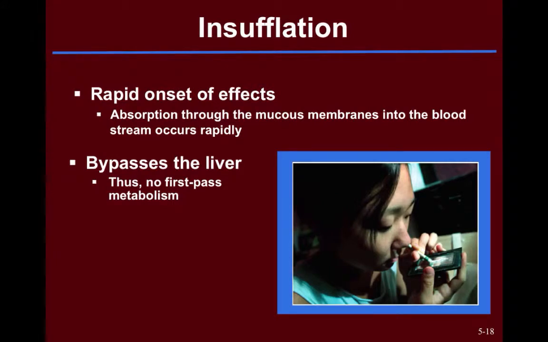Interestingly, many of the effects of insufflation are experienced without the drug going to the lungs first. It's actually that the drug is absorbed into the bloodstream directly through the mucous membranes in the nose. One of the reasons this is particularly dangerous is because this route of administration does bypass the liver, so we don't see that first round of metabolism before the drug enters the bloodstream. So those are our different routes of administration. Inhalation goes from the mouth to the lungs. Insufflation goes from the nose to the bloodstream.